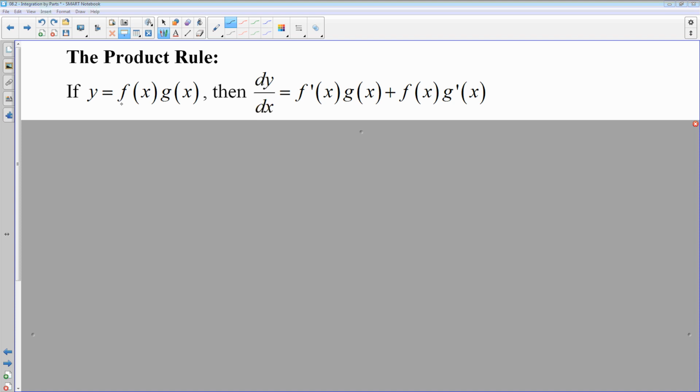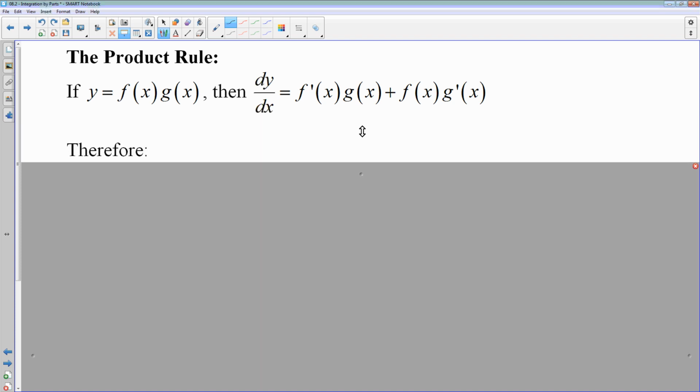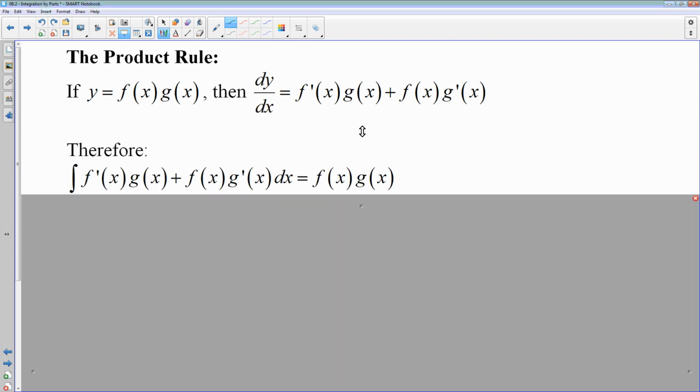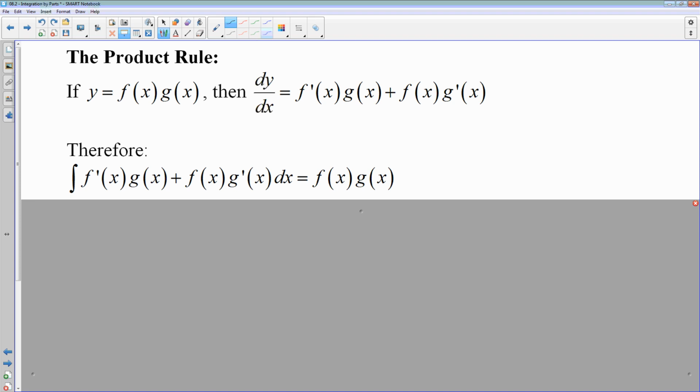Okay, the product rule. If I can do the derivative and get this answer, then that means I could, therefore, do the antiderivative of all of this. And if I do the antiderivative of that stuff, I will get this as an answer. So we're just kind of going in the opposite direction. So that's what we're going to do for integration by parts, except I'm going to do a little bit of magic to this before we see our parts formula.